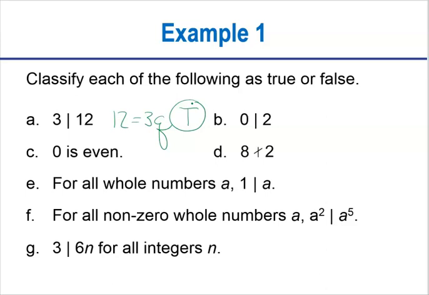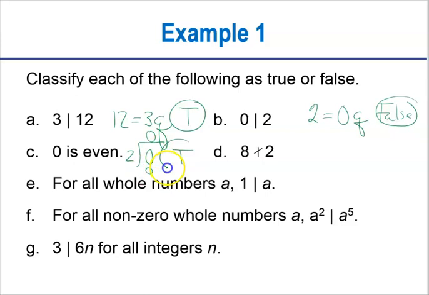Does 0 divide 2? In other words, does 2 equal 0 times some number Q? And we know that is definitely not true. Why do we know that? Because you can't divide by 0. 0 doesn't divide anything. 0 is an even number. Now, what do we say about even numbers? You can divide an even number by 2 and the remainder is 0. You can divide 0 by 2, right? And the answer is 0 and the remainder is 0. So yes, it is true that 0 is an even number.